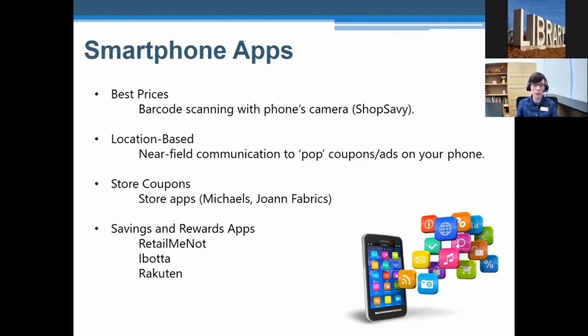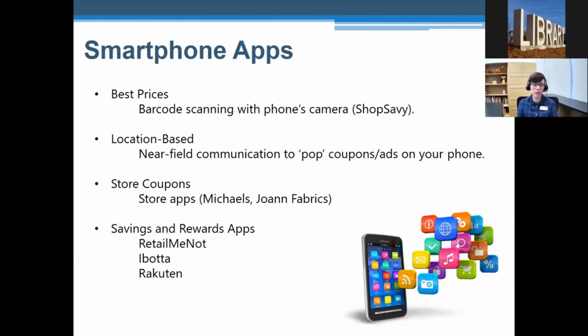There are store apps, like with Michael's and Joann's, which I use often. I'll go into the store with the app on my phone, and see if they have any coupons that I can use when I'm checking out. So that's another option. And sometimes when you're in the app, it will say whether or not it's available to use online or in store or both. It usually tells you within the coupon on the app.